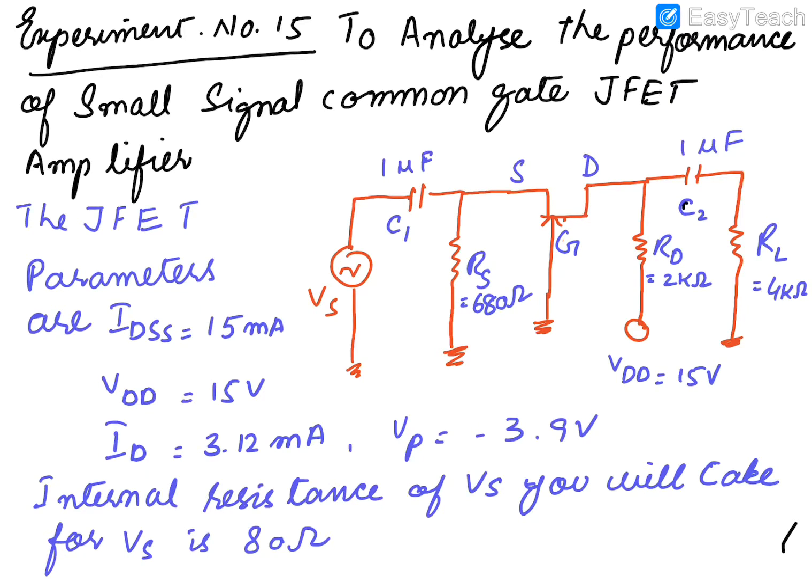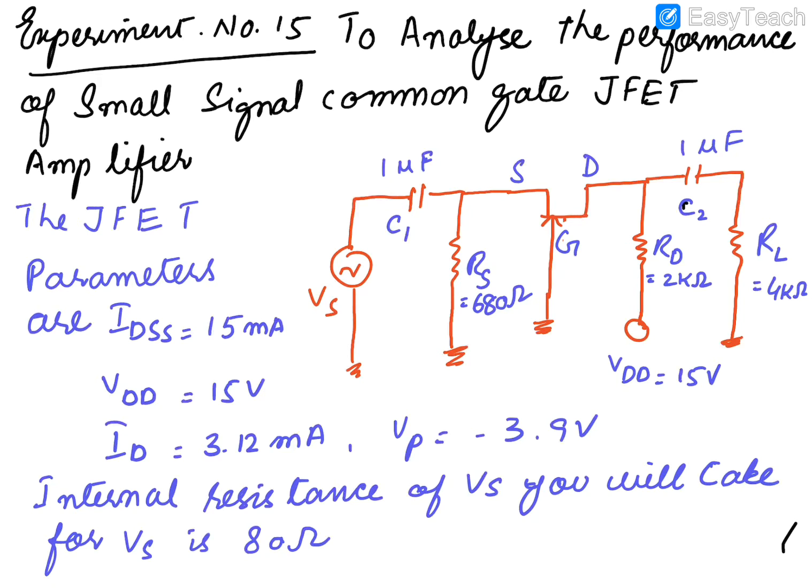In experiment number 15, you have to analyze the performance of a small signal common gate JFET amplifier. This is the circuit of a common gate JFET amplifier, in which the gate is common with respect to source and drain. The source is connected to RS, 680 ohms, and Vs through C1, and the drain is connected to RD and VDD. RL is connected in parallel with RD, and a 1 microfarad capacitor is also connected in between RD and RL.